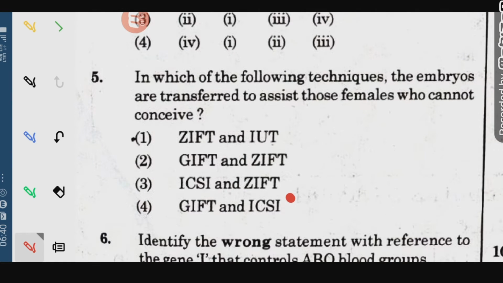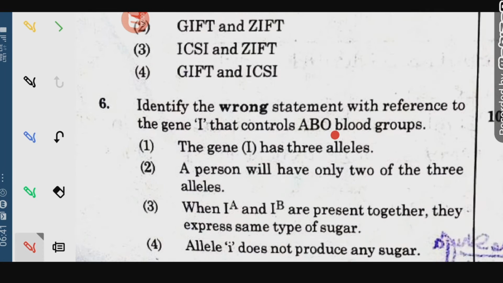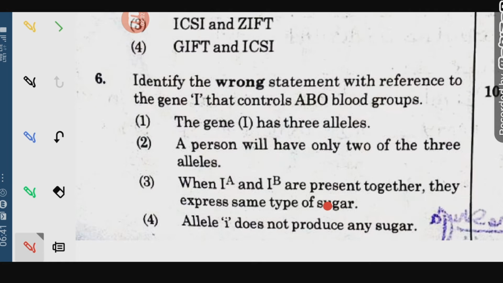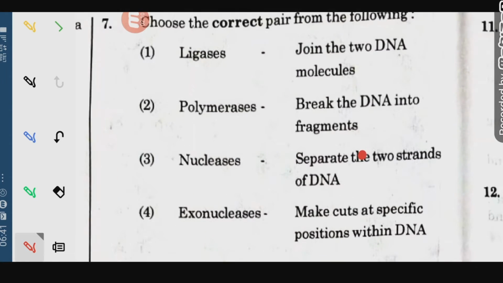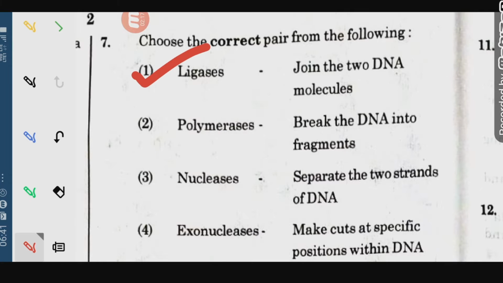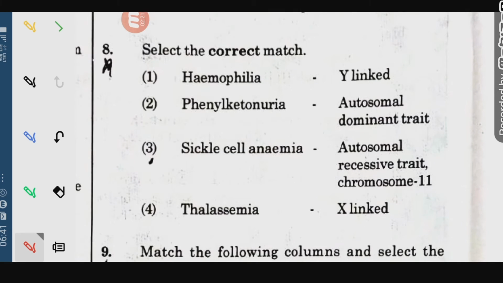Then, in which of the following techniques are embryos transferred to assist those females who can't conceive? The first option would be the correct one. Then identify the wrong statement. Option 3 would be the correct option. Then let's move on to question number 7. Choose the correct pair from the following. Well, the first answer, ligase. That's the correct pair.